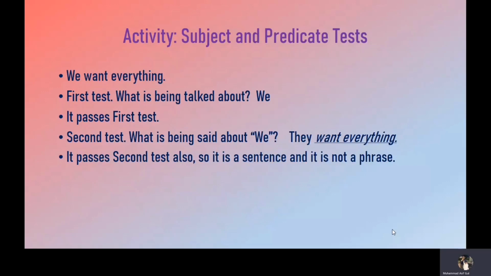They want everything. Want everything is said about we, said about the subject. So this title passes the second test also. So it is a sentence, and it is not a phrase. By applying this test, the subject and predicate test, we can easily differentiate between phrases and sentences. We can recognize a title to be a phrase or a sentence.